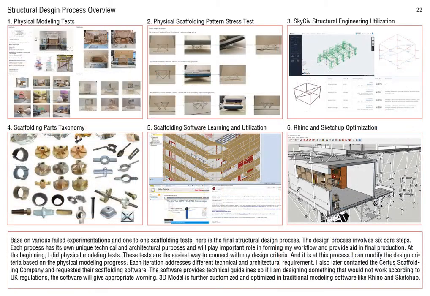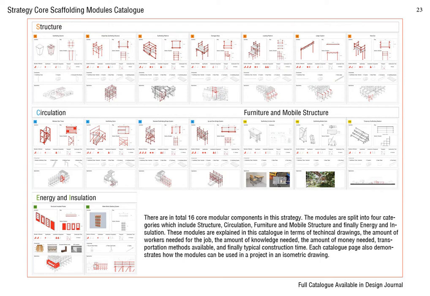So after many failed attempts in experimentations and tests, I soon developed a workflow specifically tailored for scaffolding design for my project, and the process of this is listed here. Here's the 16 core modular components in this strategy. The modules are split into 4 categories, which include structure, circulation, furniture and mobile structure, and finally energy and insulation. The full catalog is available in the design journal.